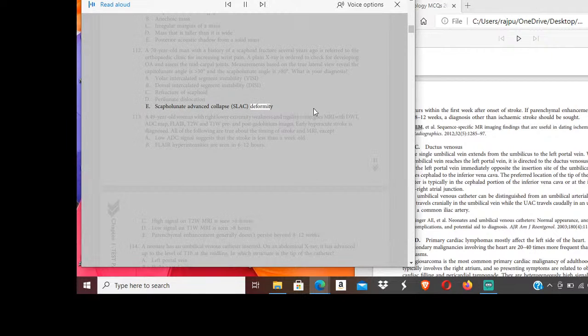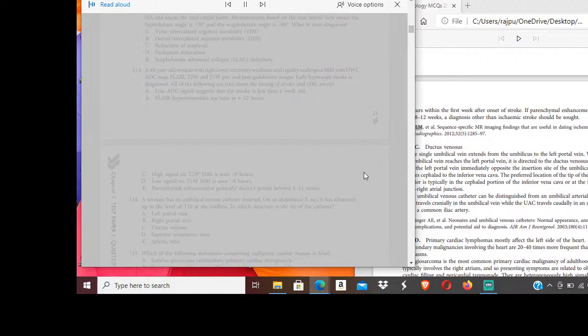113. A 49-year-old woman with right lower extremity weakness and rigidity undergoes MRI with DWI, ADC map, FLAIR, T2W, and T1W pre- and post-gadolinium images. Early hyperacute stroke is diagnosed. All of the following are true about the timing of stroke and MRI, except: A. Low ADC signal suggests that the stroke is less than a week old. B. FLAIR hyperintensities are seen in 6-12 hours.